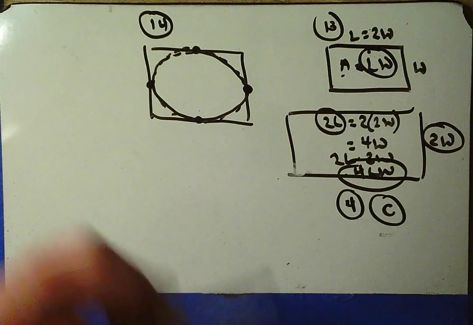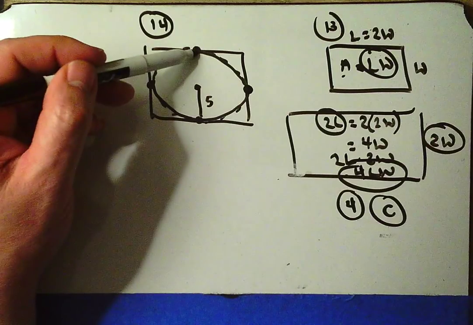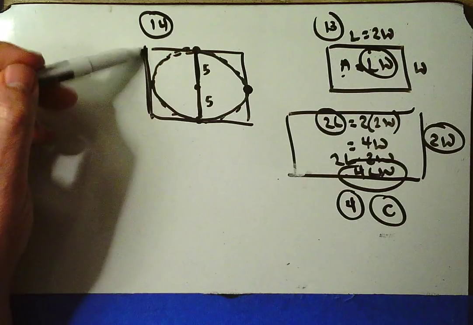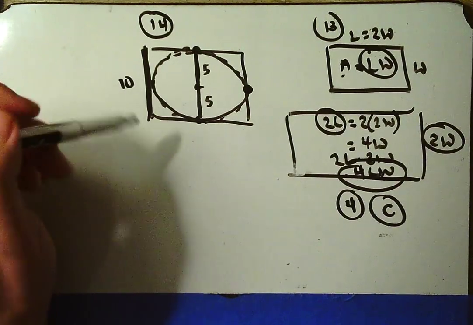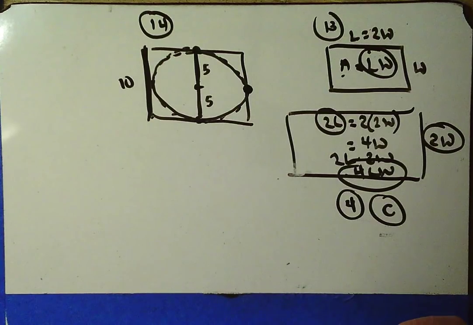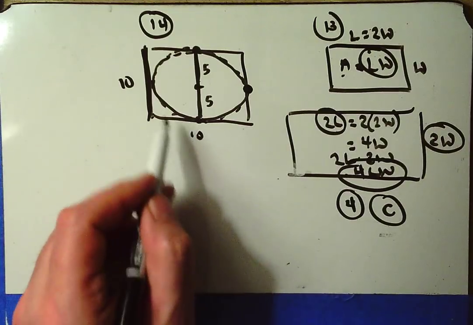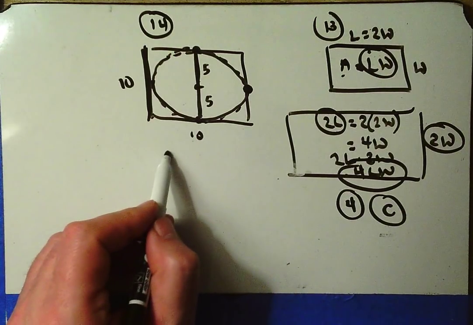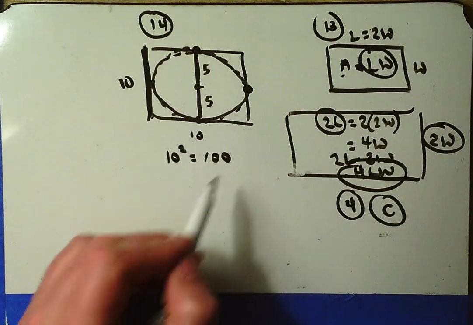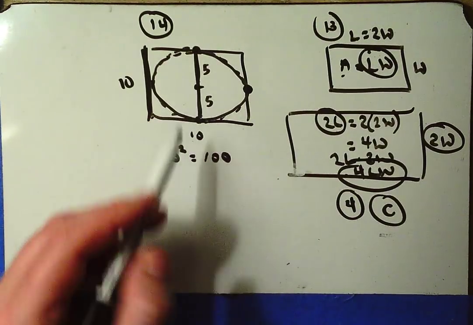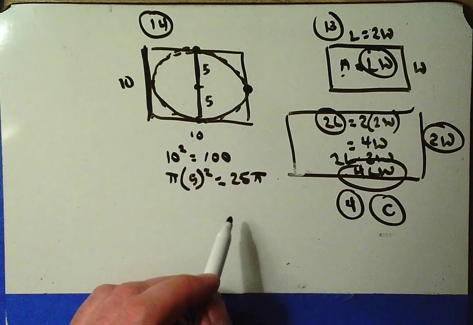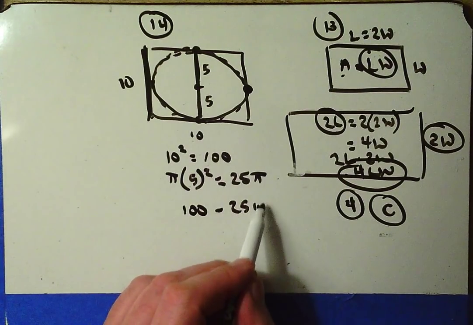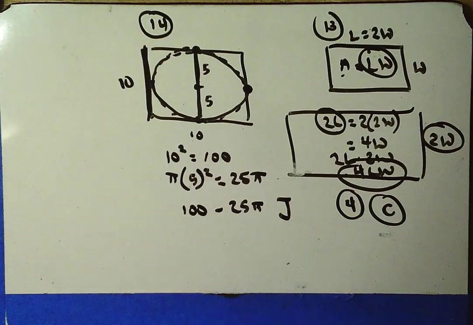Okay, we know that the radius of the circle is 5. This is also a radius. So what's the side length of the square going to be? Well, this 5 plus this 5 gives me a side length of 10. And it says, what's the difference in the area of the square and the area of the circle? Well, the square has side lengths of 10, so the area of the square is 10 squared, or 100. And the area of the circle is pi times the radius squared, or 25 pi. And the difference between these two is 100 minus 25 pi, which corresponds to choice J.